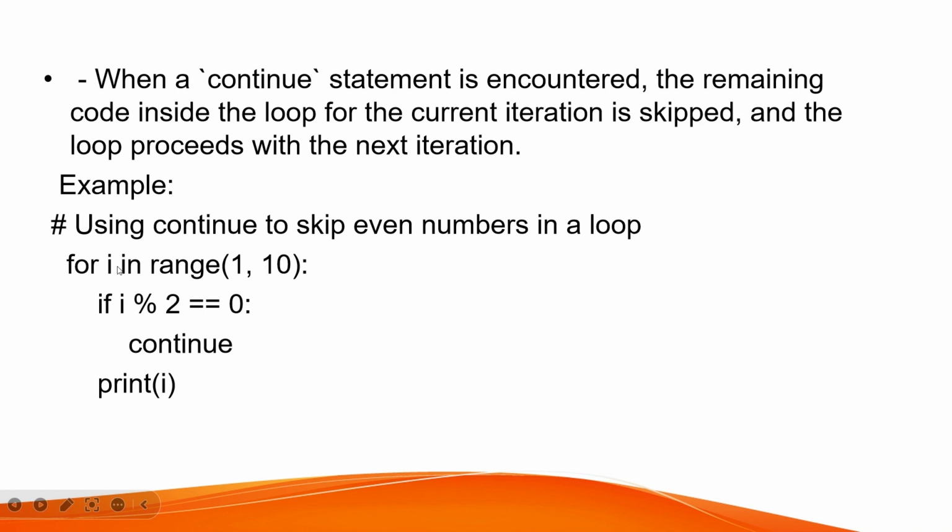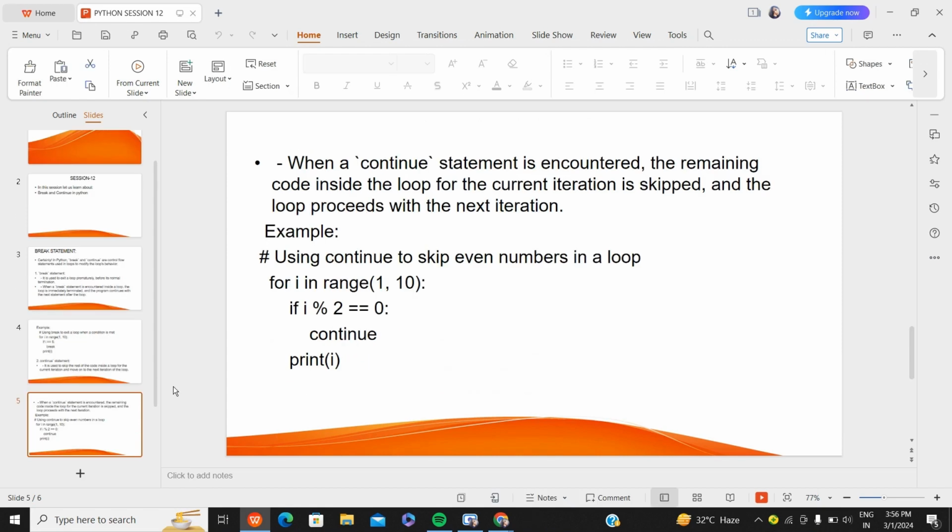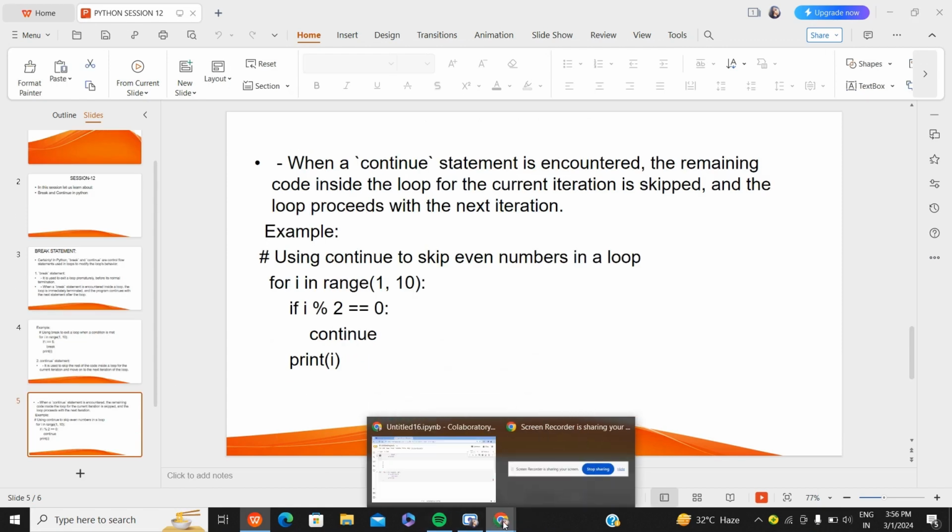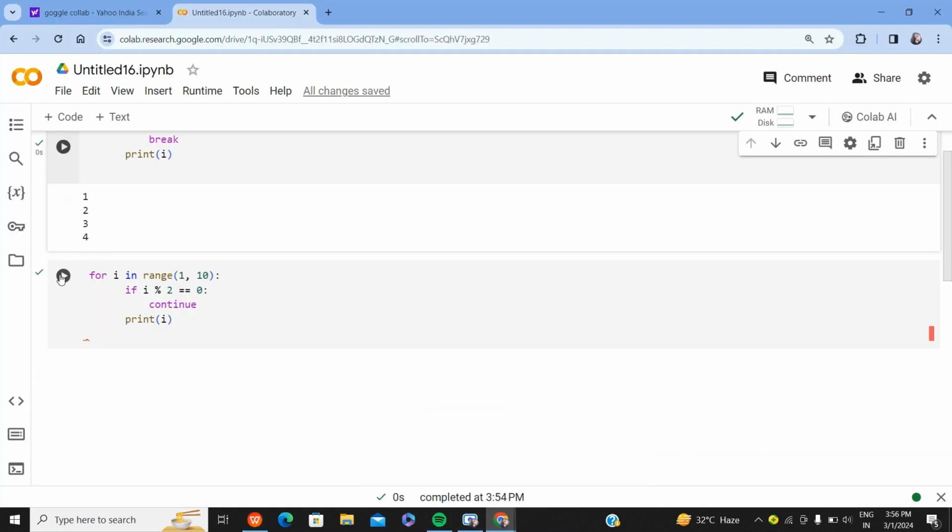See here, same example. For i in range 1 to 10, if this condition holds, meaning if it is an even number, it gives the remainder 0, then continue. If it is false, then print i. Now let's run this code.